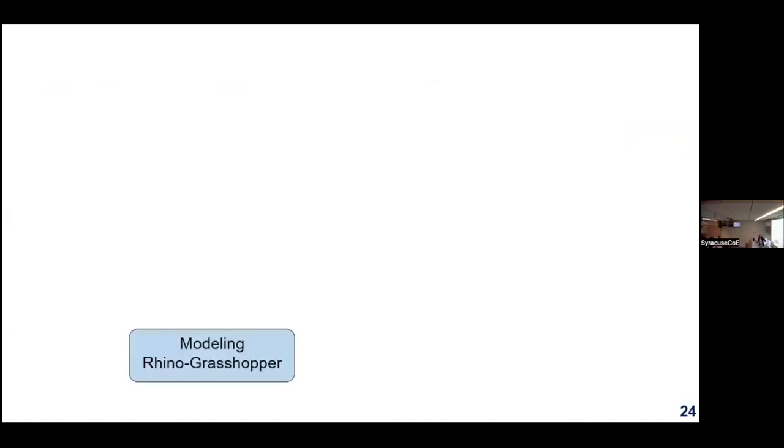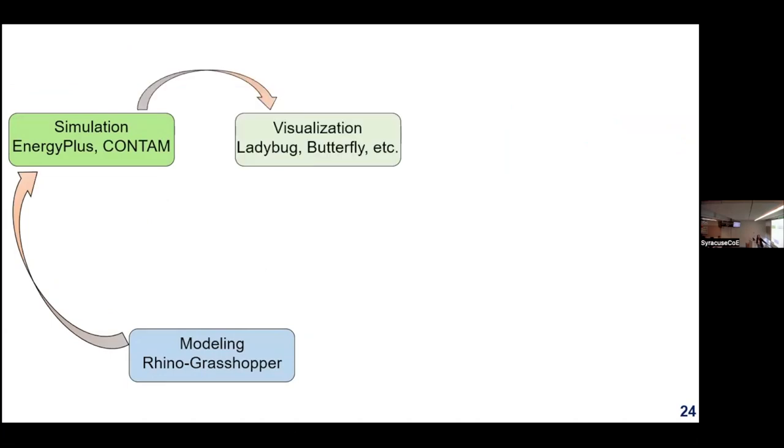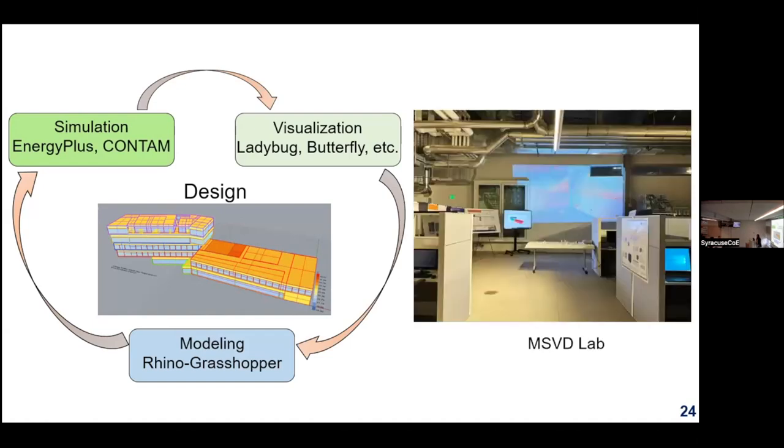So for the whole platform, we just achieved the modeling part from Rhino combined with Grasshopper, and then use EnergyPlus and Butterfly to simulate something, and then use Ladybug and Butterfly to visualize something. And finally, we can design the building or the urban scale. So based on this framework, we have a lab in the high bay and we will have the dinner there. It's the so-called MSVD lab, the modeling, simulation, visualization, and design lab. And we can go downstairs to see this lab together.